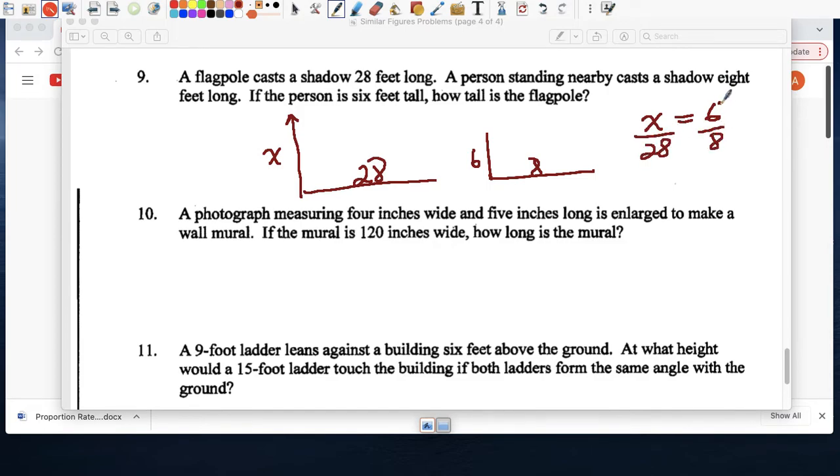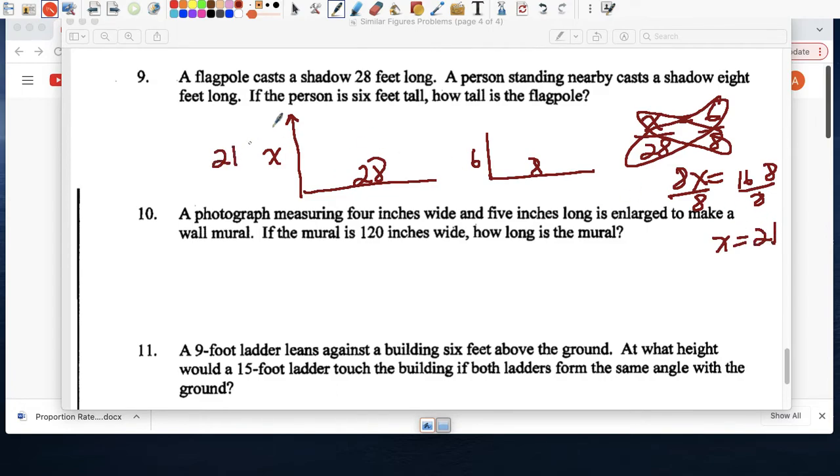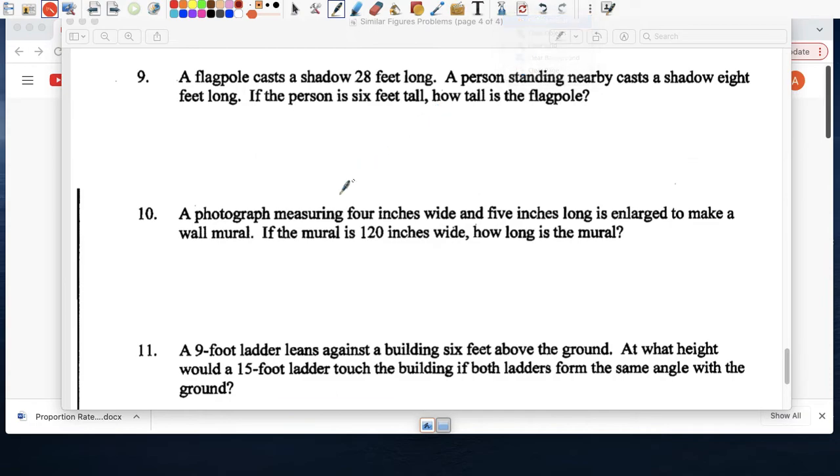We can simplify, but for this one, let's just cross multiply. You get 8x equals 168. Divide both sides by 8. x equals 21. So the height of the flagpole is 21.